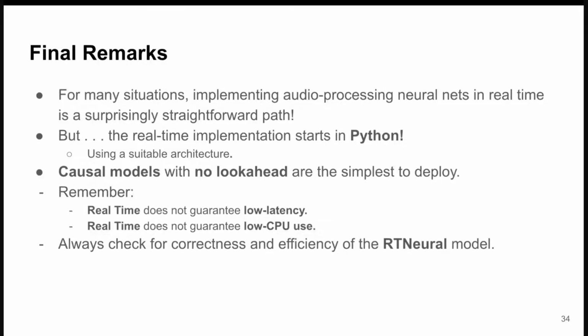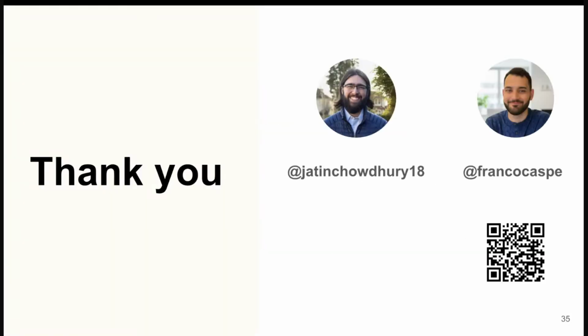So finally, always check for correctness and efficiency when you have a deployed RTNeural model, because it is a question of designing what we're going to do, having a suitable architecture deployed in PyTorch, and something that we can then translate as simply as possible in RTNeural. And after you do that, it's important to check that the RTNeural model is actually running as intended. So yes, that's pretty much it.